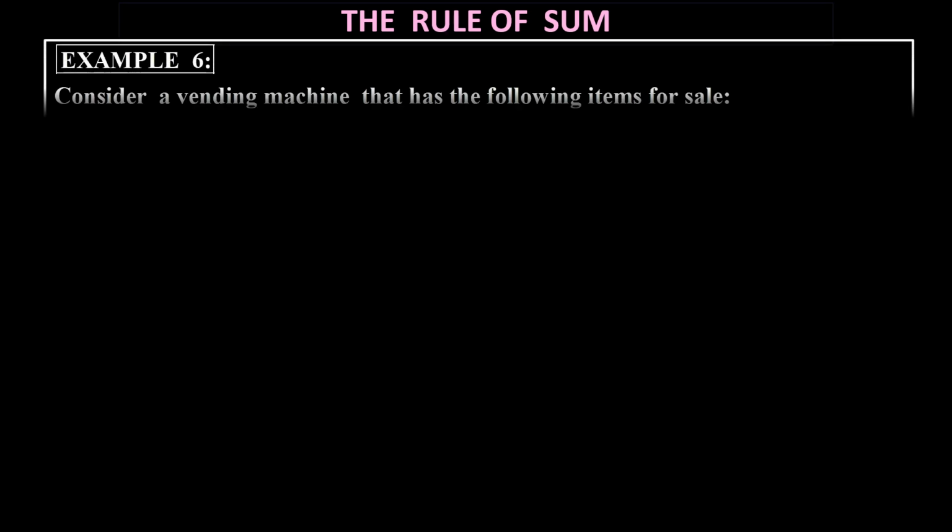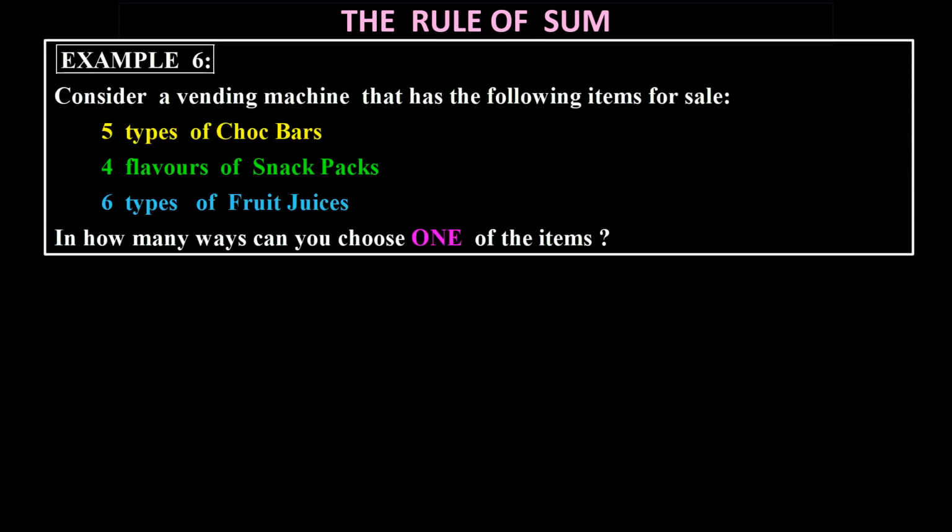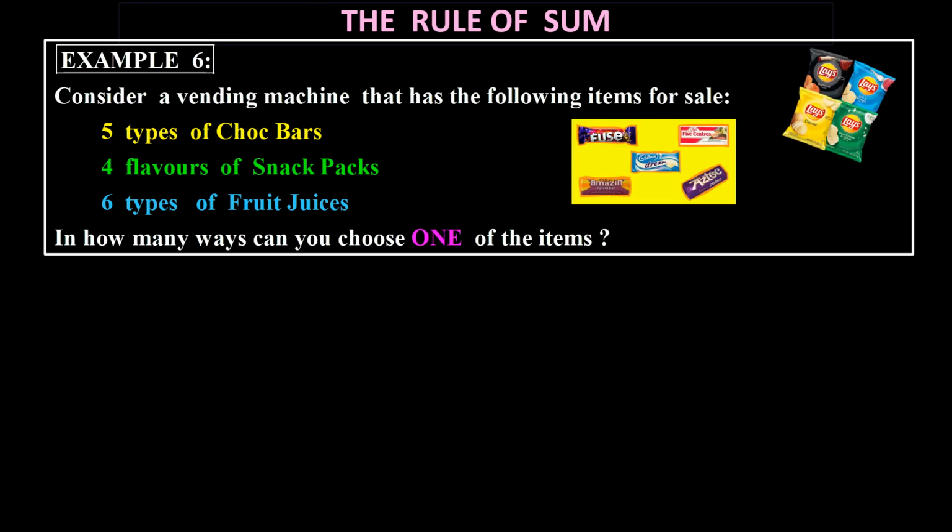Let's take a second example. We've got a vending machine that has the following items for sale, right? We've got 5 chocolate bars, there's the chocolate bars, and then we have snack packs, there's the snack packs, 6 types of juices there. And how many ways can you choose one of the items? Emphasis on, you want to choose one.